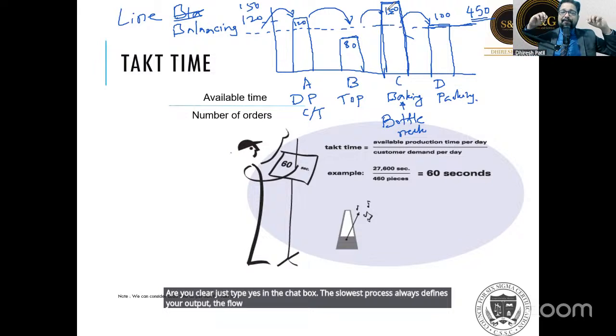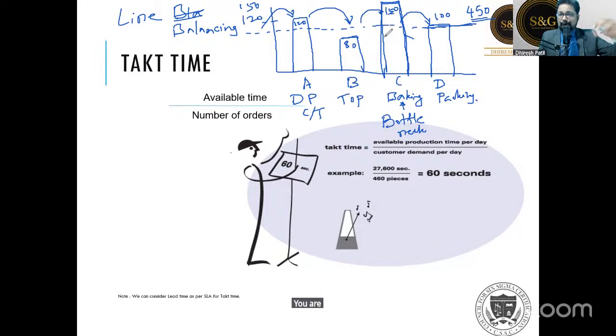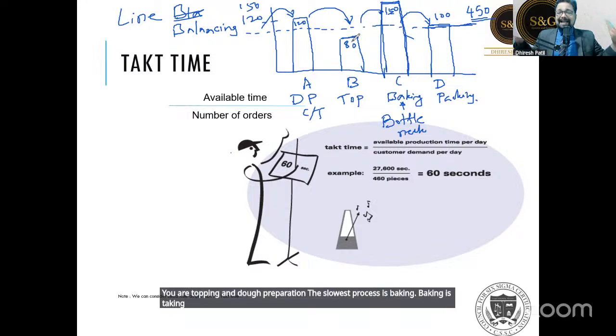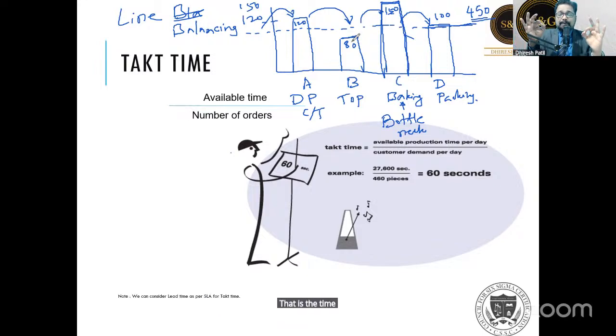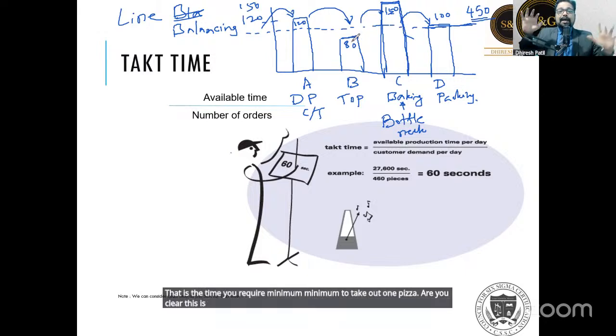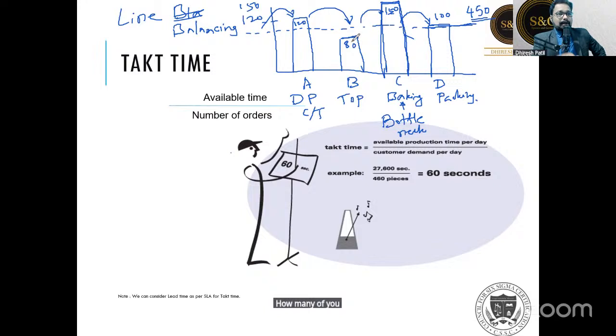So however fast you make packing, however fast you make your topping and dough preparation, the slowest process is baking. Baking is taking 150. That is the minimum time you require to take out one pizza. Are you clear? This is the minimum time required. You cannot do faster than that, because that is your bottleneck. How many of you understood this? You cannot make it faster than 150 seconds. Are you clear? Just give me yes in the chat box.